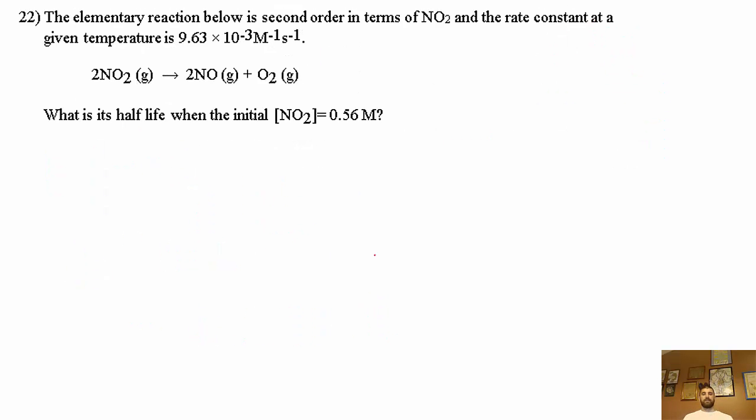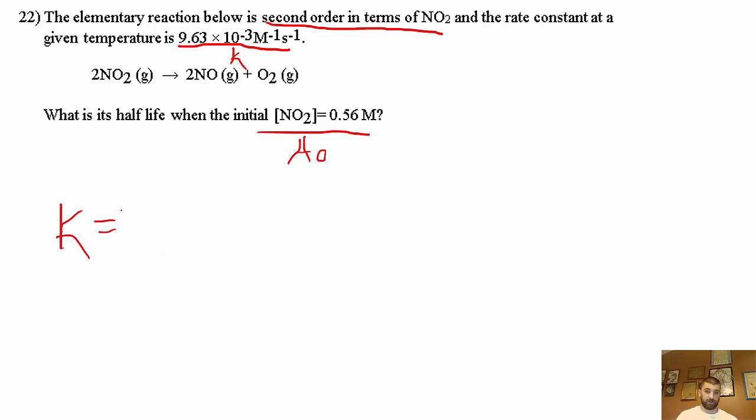22. The elementary reaction below is second order in terms of NO2, and the rate constant at a given temperature is this number. So that's our K, and it is second order in terms of NO2. What is the half-life when the initial is 0.56 molar? All right, so I'm going to cheat, and I'm going to use that simplified equation that is nice and simple.